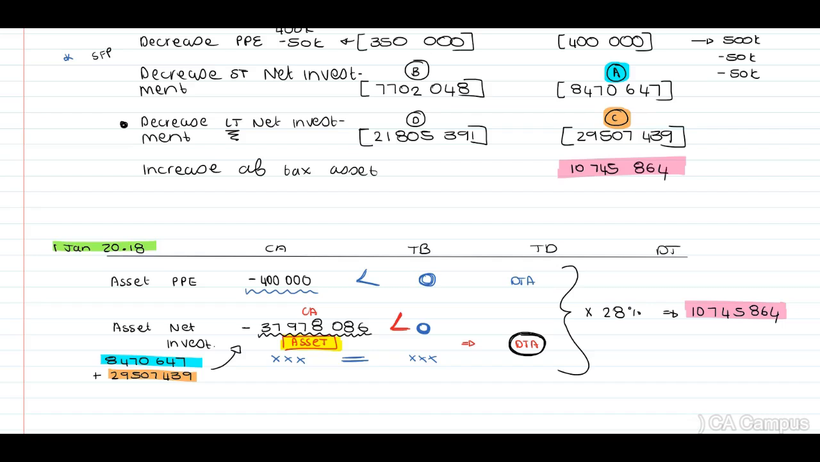Right, okay. Same principle will apply in terms of our year end for 2018. We will have to add the 350,000 plus the 7,702,048 plus our 21,805,391, and we need to times this by 28%, and this will be an amount of 836,083. Right, okay. Then we need to remember to include the net effect.